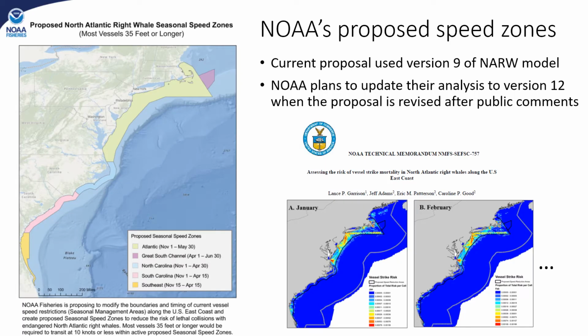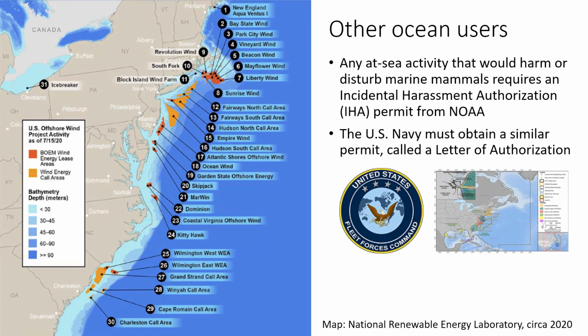NOAA also recently used the model in the development of new seasonal speed zones designed to reduce the risk of vessel strikes. As I understand it, their proposal utilized version 9 of the density model, but they plan to update their analysis to version 12 after the public comment period for their proposal closes at the end of October. Finally, NOAA often requires this model be used when applying for permits for activities that may incidentally disturb or harm marine mammals, such as the construction and operation of wind energy facilities and naval testing and training exercises.